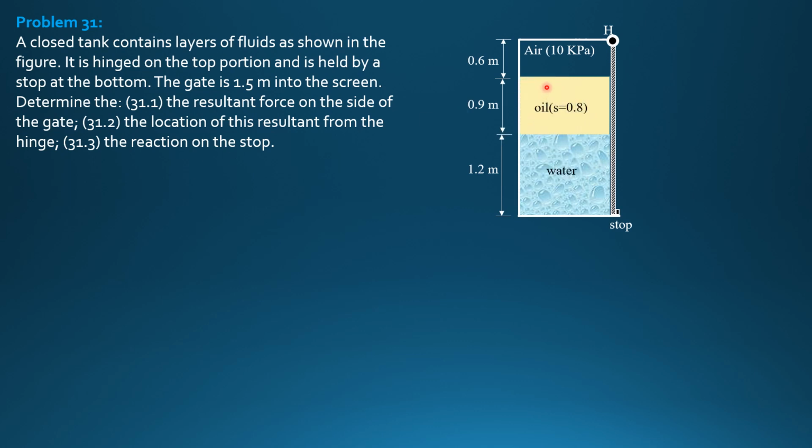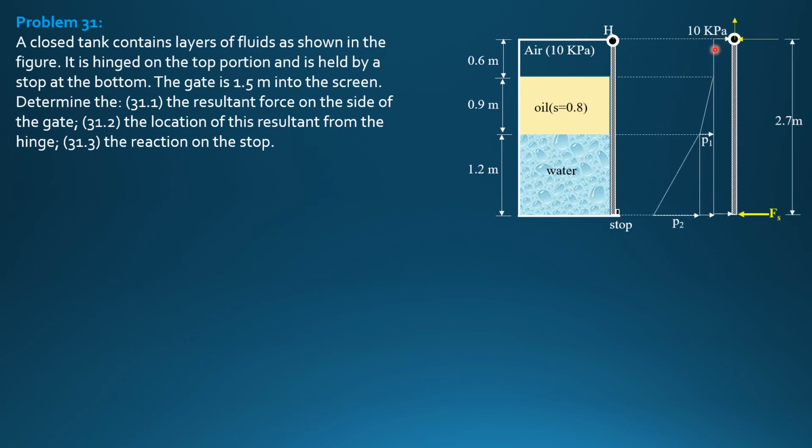So this is the figure. The best way to solve this, because the entire gate is in contact with three different layers of fluids, is the pressure diagram. However, I'll present my way of solving it to compare the results. But the best way is the first solution. So let's draw the free body diagram showing the pressure diagram.